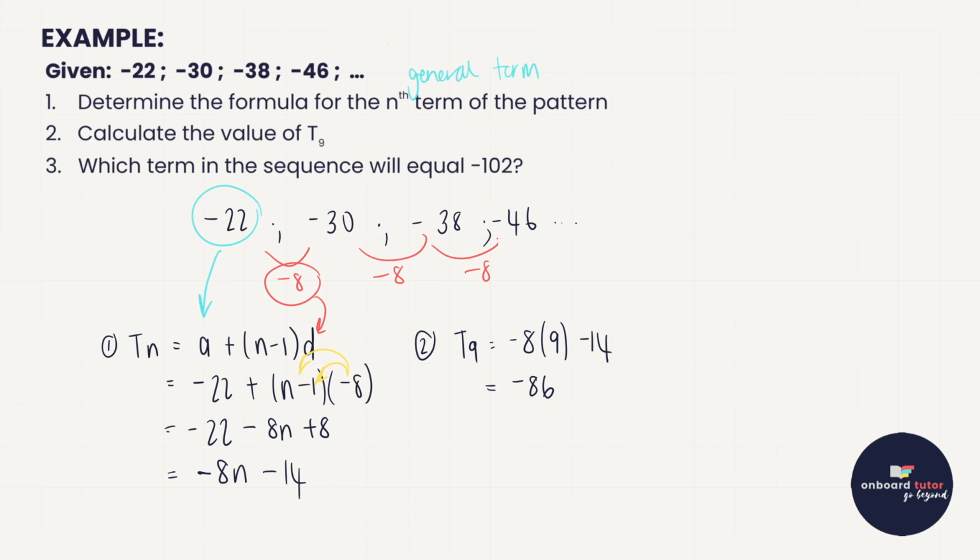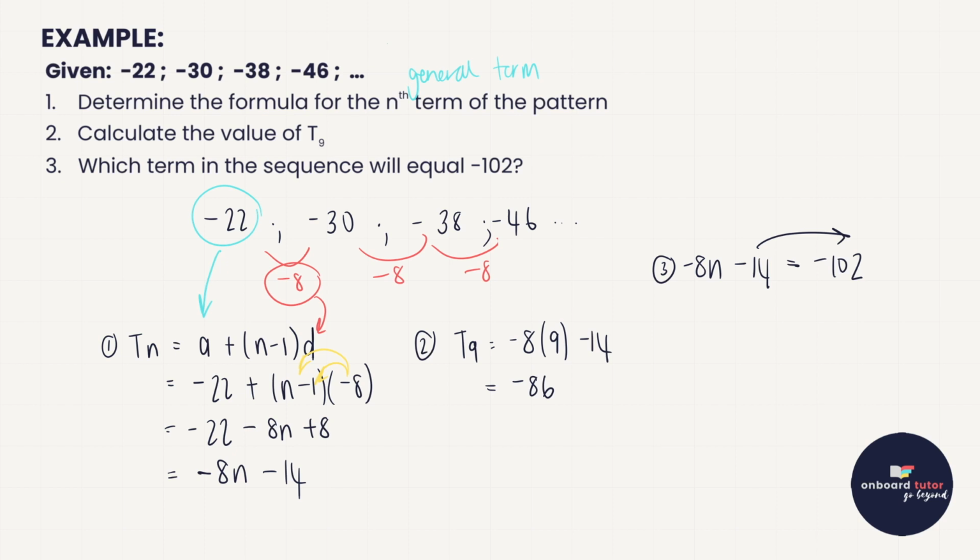So if I were to continue this pattern on until I end up at 9 terms, I will have the value minus 86. And then finally they ask us which term in the sequence will equal minus 102. Since we know what our sequence is, it's minus 8n minus 14, we can simply set it equal to minus 102. And then we solve this equation.